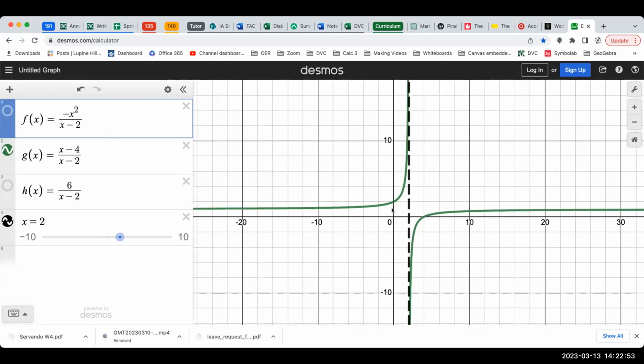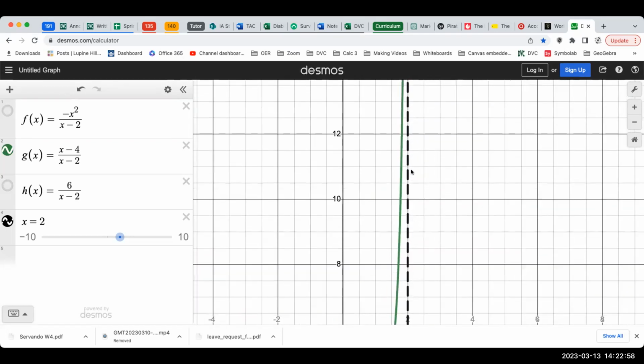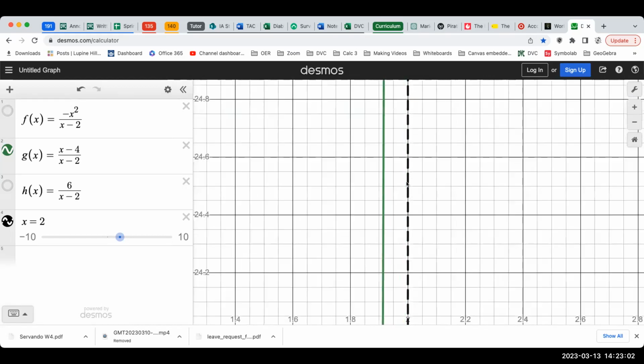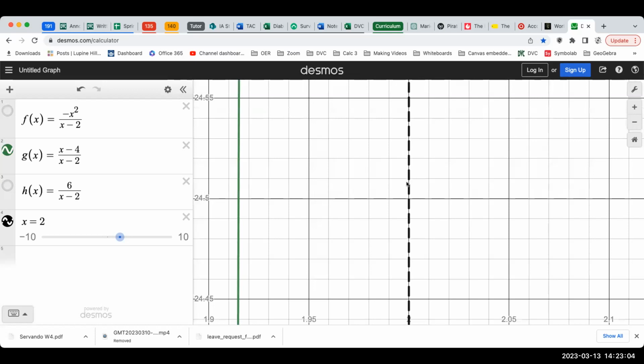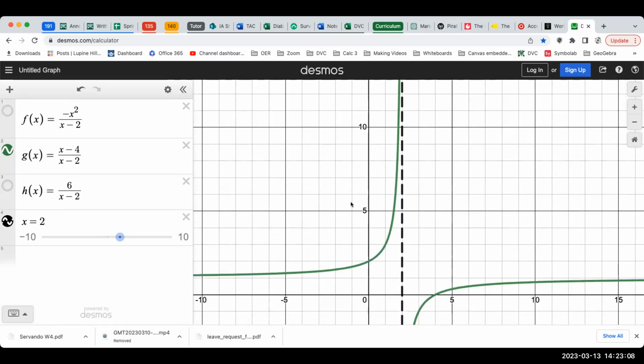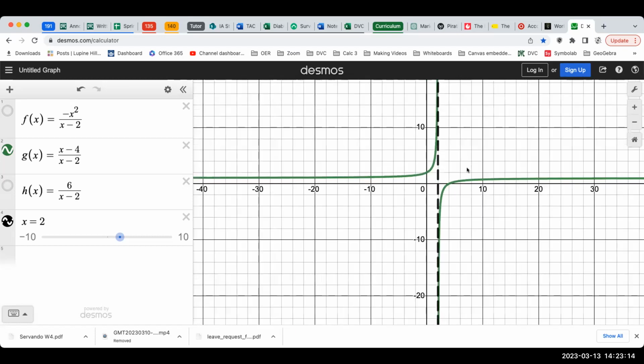All right, let's take a look at this guy here. Here it's a little different. Notice that at x equals 2, the graph's still breaking apart and it's still getting really close to x equals 2, but it never really is touching it. So it kind of did the same thing the other one did, but look at the tails in this case.